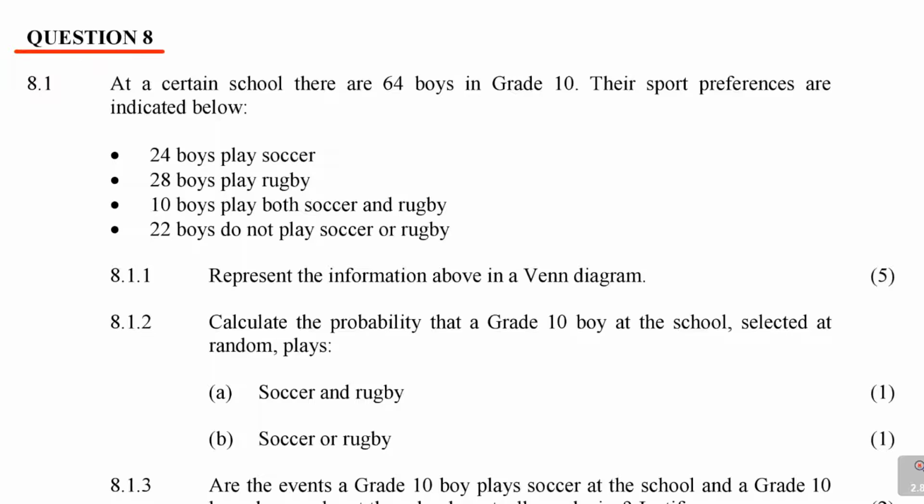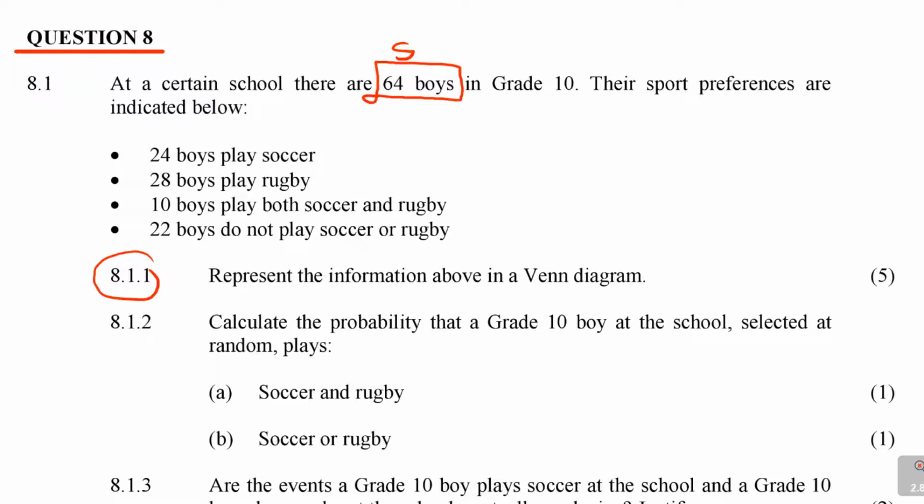In here it says at a certain school there are 64 boys in grade 10. So what is that? That is our sample space, our S. Their sport preferences are indicated below. 24 boys play soccer, 28 boys play rugby, 10 boys play both soccer and rugby, and 22 boys do not play soccer or rugby. It says represent the information above in a Venn diagram.